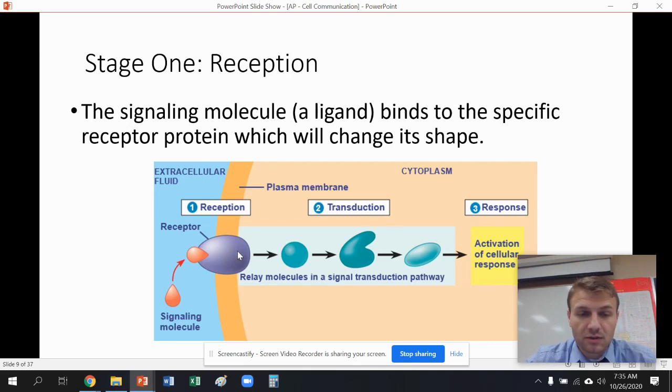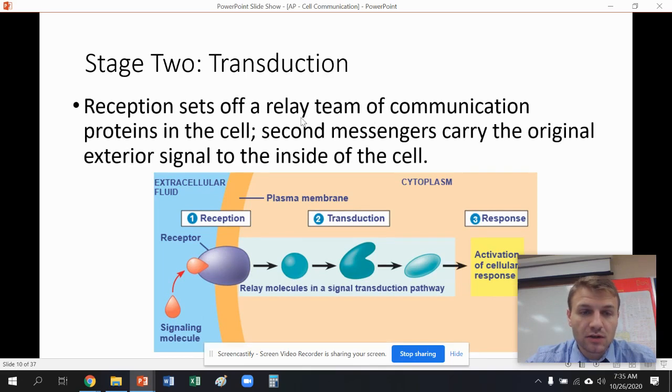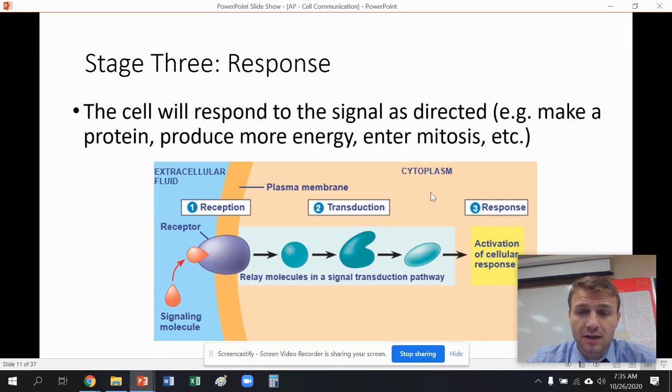Every single type of signal transduction pathway is going to be different. After this changes shape, it's going to create this signal transduction where different molecules or different proteins are going to be activated, deactivated, changed, added to, in some way changed. And these secondary messengers are going to create some type of cascade or some type of relay of information.